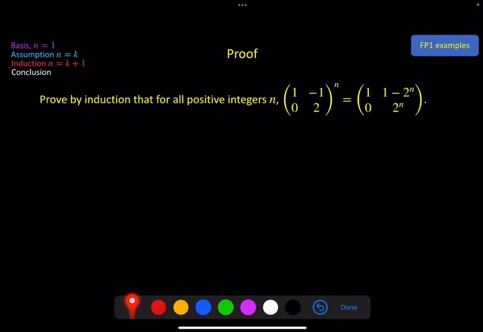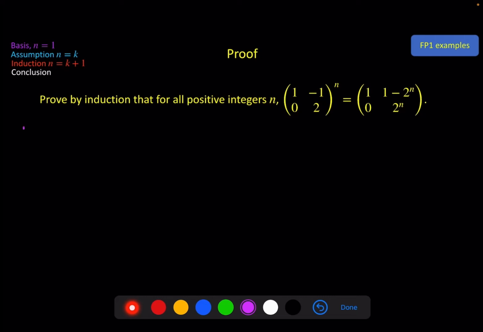Going straight into the examples, prove by induction that for all positive integers n, this matrix to the power of n is equal to this matrix. This is a little bit more straightforward than the previous 2 videos. We just apply proof by induction as we know.